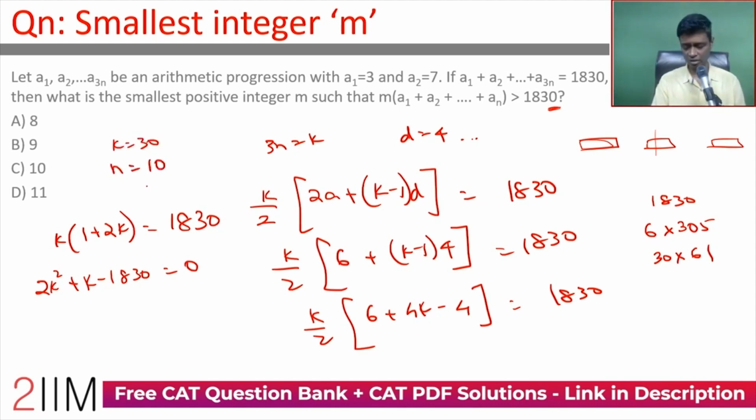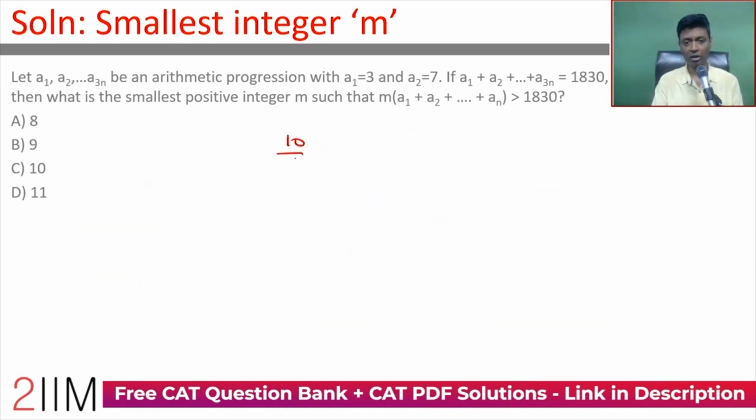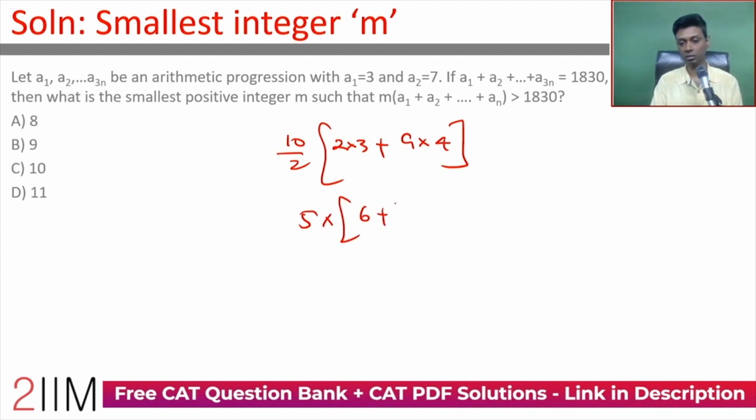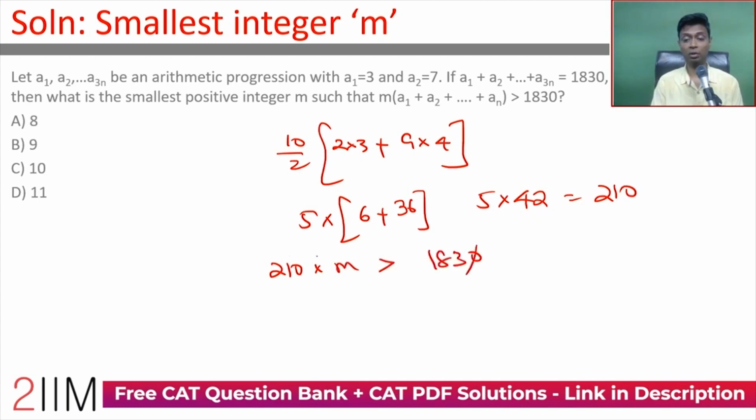We need to add this till 10 terms. Let's do that. 10 by 2 into 2 into 3 plus 9 into 4, and 2a plus n minus 1 into d. So this is 5 into 6 plus 36. 5 into 42, just 210. 210 into m should be greater than 1830. 21 into m should be greater than 183.